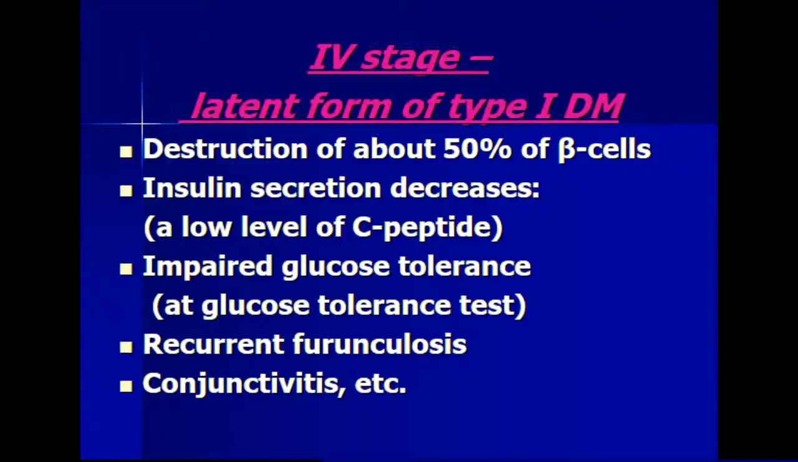Next stage, fourth stage, latent form of type 1 diabetes mellitus. At this stage, destruction of about 50% of beta cells, insulin secretion decreases, we see a lower level of C-peptide, impaired glucose tolerance at glucose tolerance test, recurrent furunculosis, conjunctivitis, and other diseases may appear.